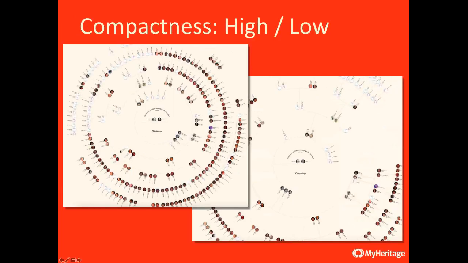The one on the right is what we saw before, the high compactness. And you can see that it will become a smaller chart to print and more dense. However, the one disadvantage of it is sometimes descendants do not appear very close to their parents because of the way that the tree is built, where some people have more children than others.